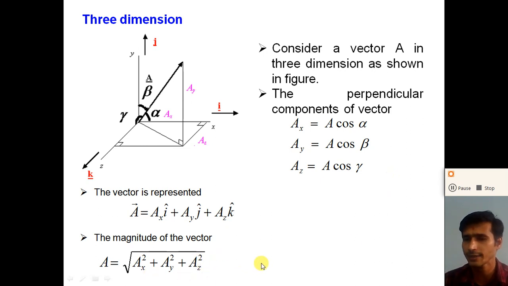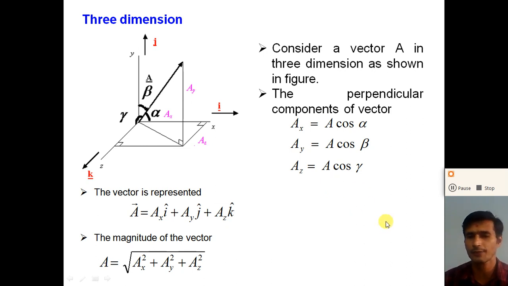And how can we find the angle with the x-axis? From this equation we can find it: cos alpha is equal to ax divided by a. So alpha is equal to cos inverse of ax divided by a. If we want to find the angle of the vector with the y-axis, we take ay divided by a, and if we want to find the angle with the z-axis, we take az divided by a.